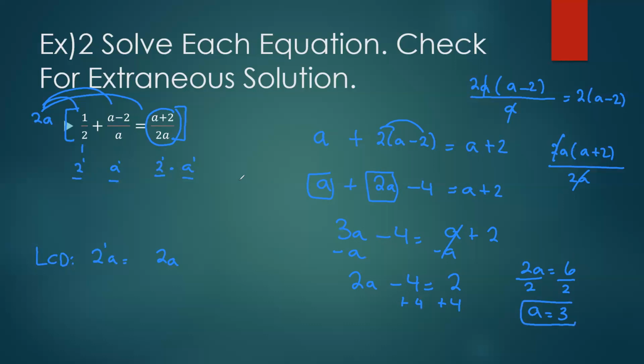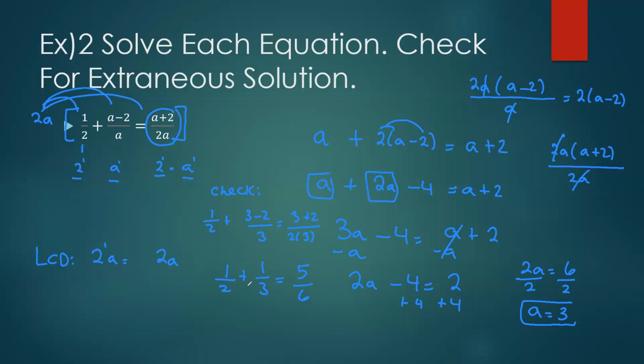Now, we should check it. Just because you have the answer doesn't mean it always works. So you're just going to replace A with 3. It'll be 1/2 plus 3 minus 2 over 3 plus 2 times 2 times 3. So that's 1/2. 3 minus 2 is 1/3. 3 plus 2 is 5. 2 times 3 is 6.